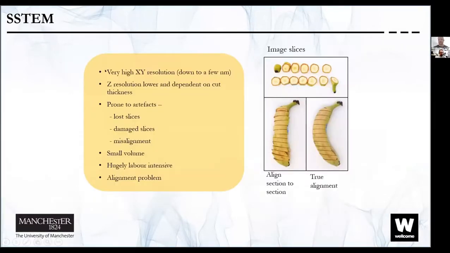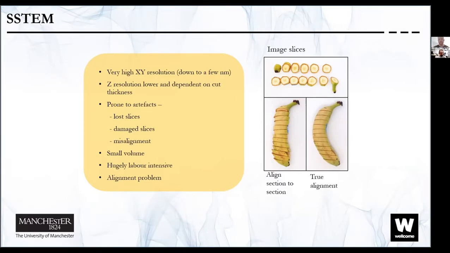So some take homes about this technique. It offers very high XY resolution. That's the resolution of the actual images that you take. Because you're using a TEM, it's bound to be a high resolution technique. But the Z resolution, as in the distance between slices, is relatively lower. We're still talking only 50 nanometers or something like that, but your resolution in Z is lower than XY.